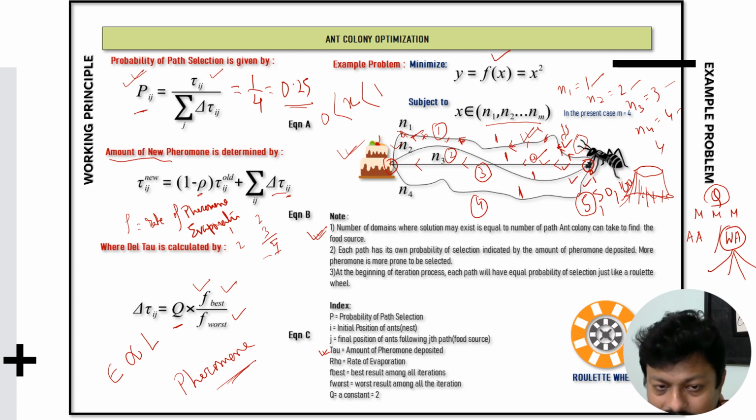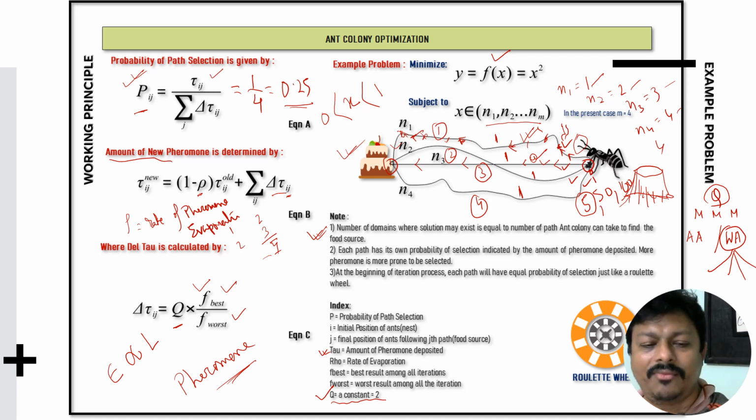So just identify this term, function. This is not the value of x for which the function is based. It is the function itself. And Q is a constant which is generally assumed to be 2. So that is the del Tj for 1 ant.